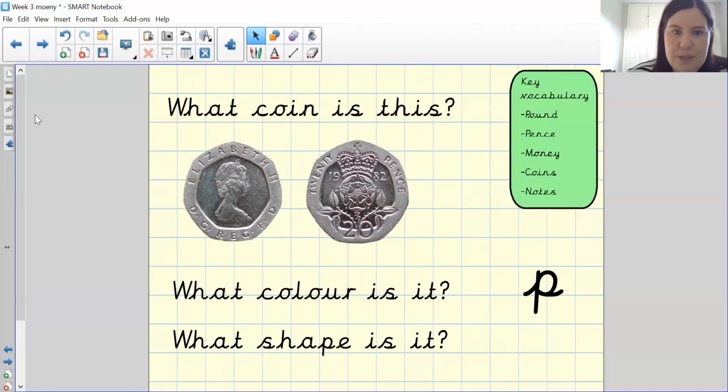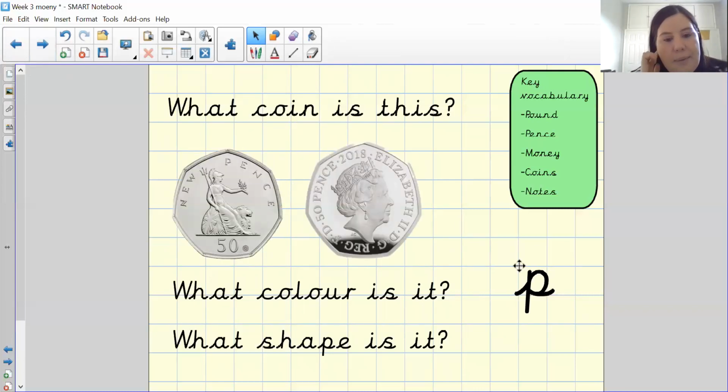The next part of my question today is, what is this coin? It is a 20p coin. And I want you to tell me what the colour and the shape is, please. Pause the video now while you draw it and answer the questions.